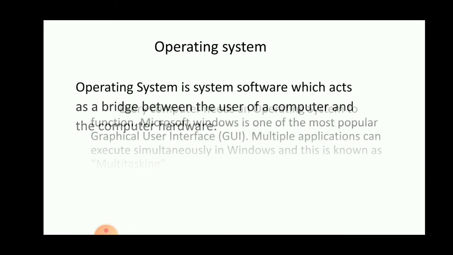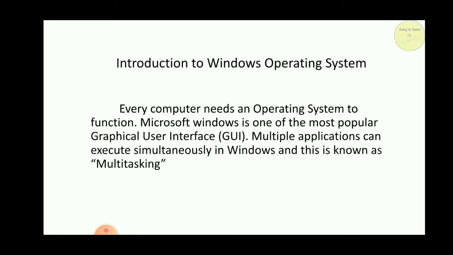There are so many operating systems available. Today we are going to see about what is Microsoft Windows operating system. So Microsoft Windows is one of the most popular graphical user interfaces and it allows multitasking. First we are going to see about what is GUI.